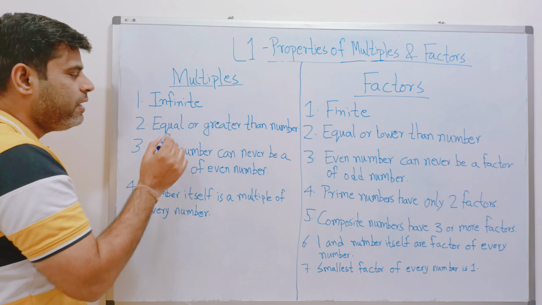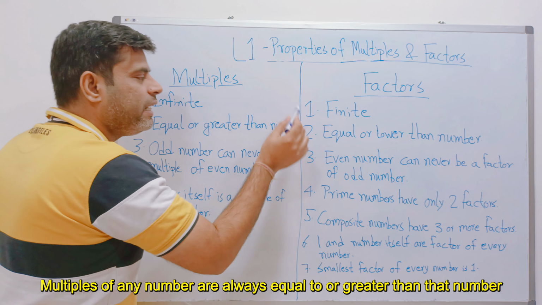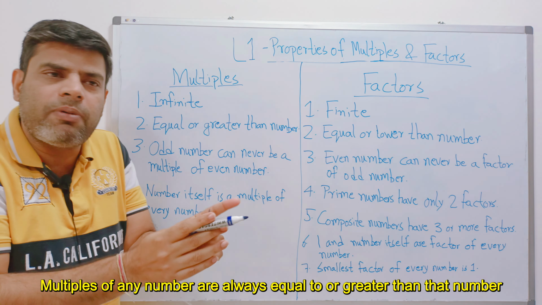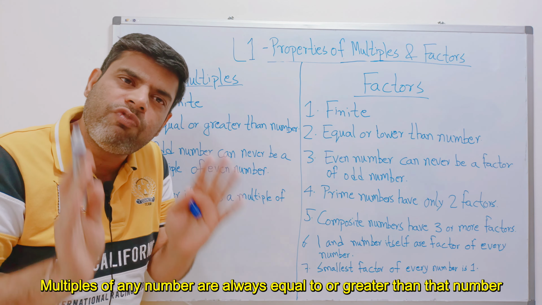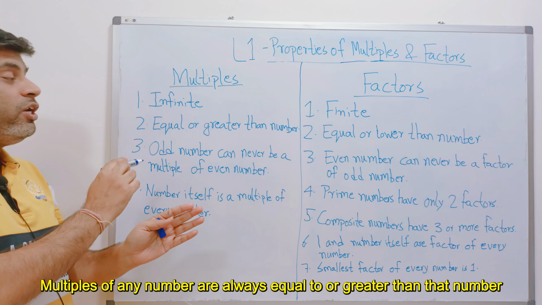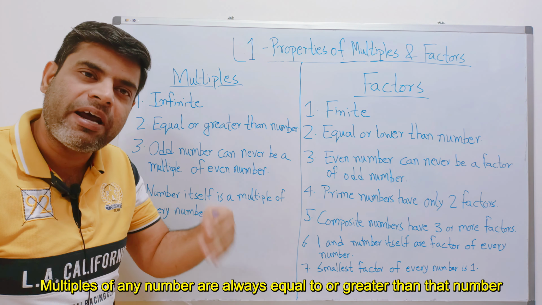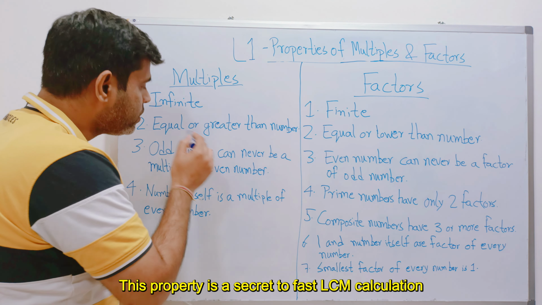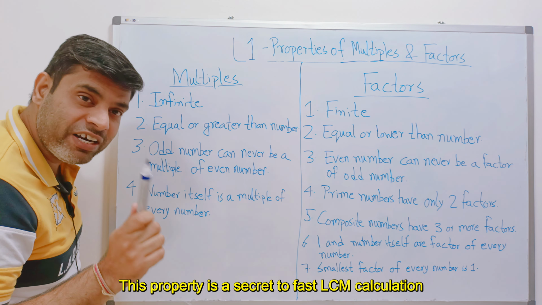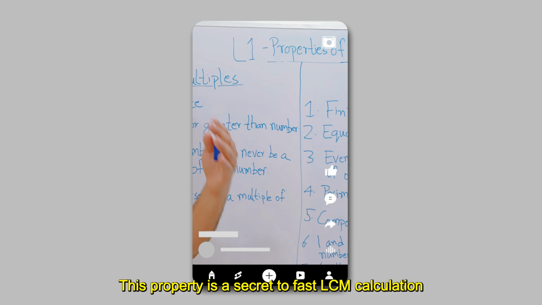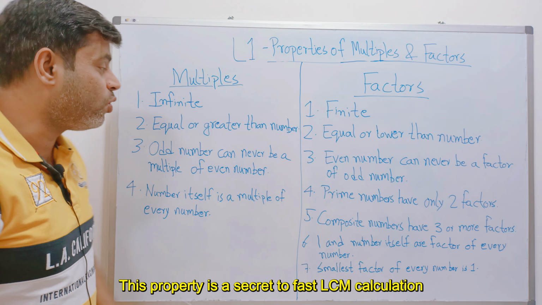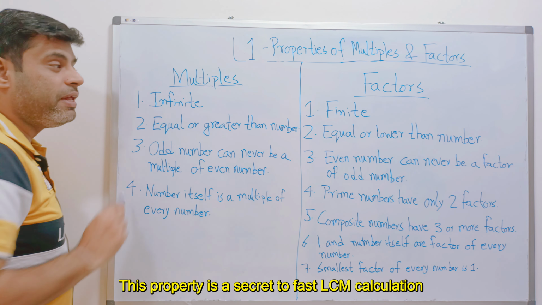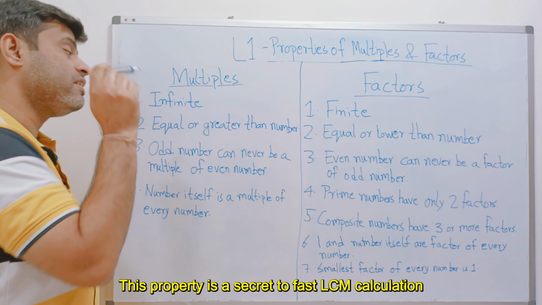Second one: multiples will always be equal to or greater than the given number. For example, if 2 is the number, what are the multiples? The first multiple will be when you multiply 2 with 1, and the answer would be 2, so it would be equal to 2. The next multiple, when you multiply 2, would be bigger or greater. So this is the second property. And this property is going to be very useful when you learn the mental math technique to calculate least common multiple or lowest common multiple. So keep that in mind. And again, don't memorize, understand.